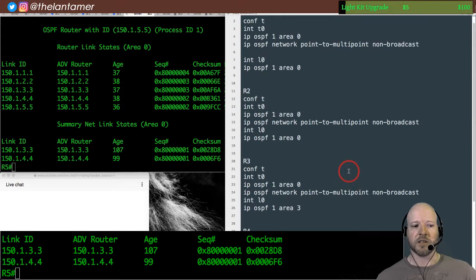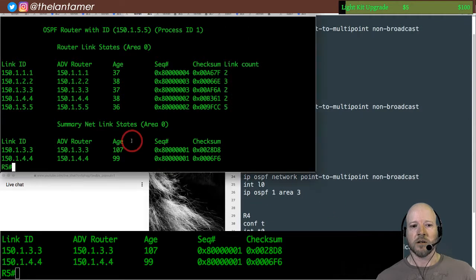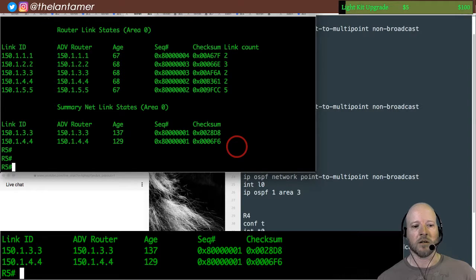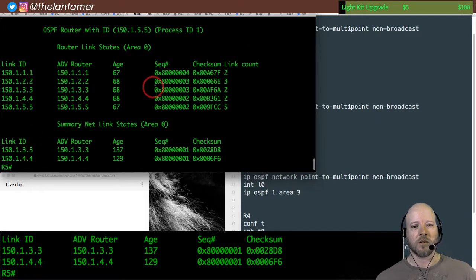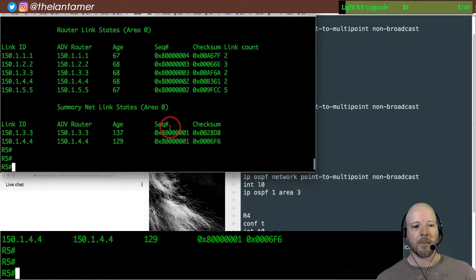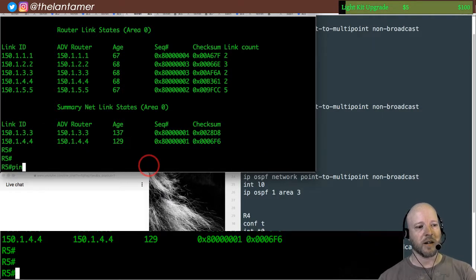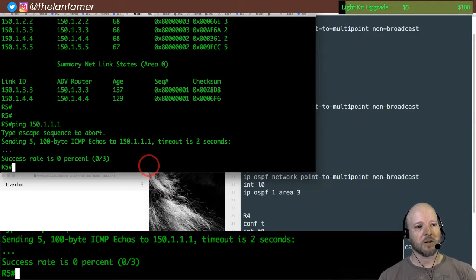Now, why is it that I have area 0? Yeah, I'm not understanding this network. Because I should have reachability to all the loopbacks. I do not. Yeah, something doesn't look right there.